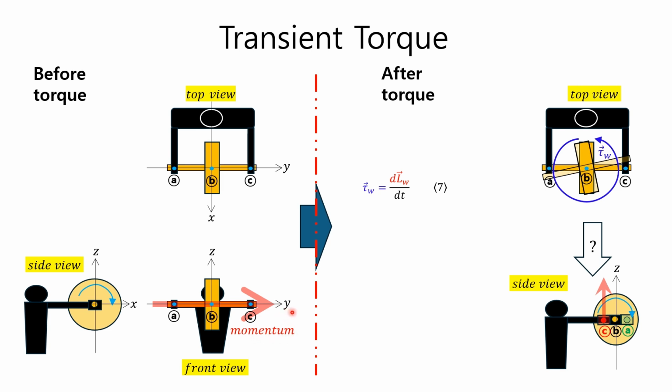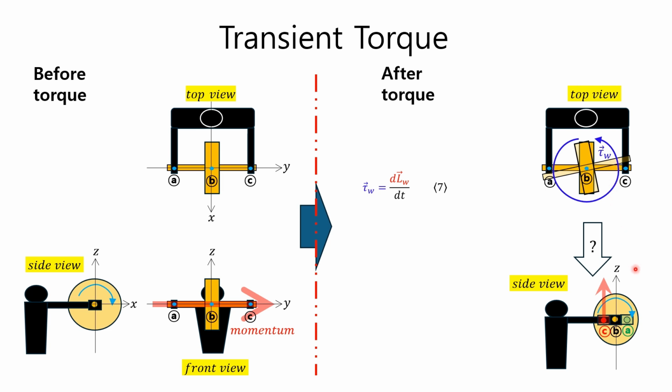In this state, if we want to change the direction of the bicycle wheel in any direction, we need to apply a torque to the system because the direction of the angular momentum of the bicycle wheel changes. Let's consider the case where a person applies a torque to the bicycle wheel by pushing the right hand point B forward and pulling the left hand point C backward, as shown in the top view on the right. If we represent this in the side view, it will look like the lower right figure.